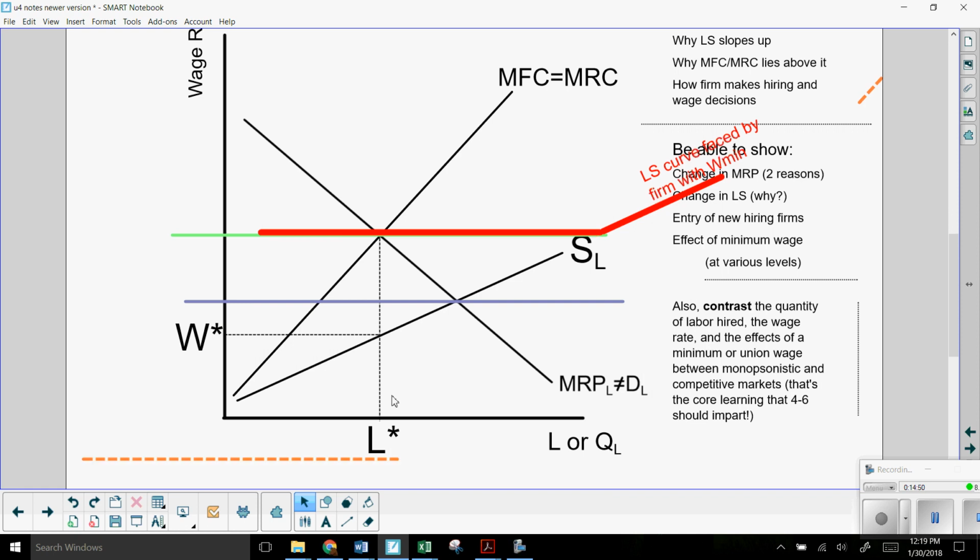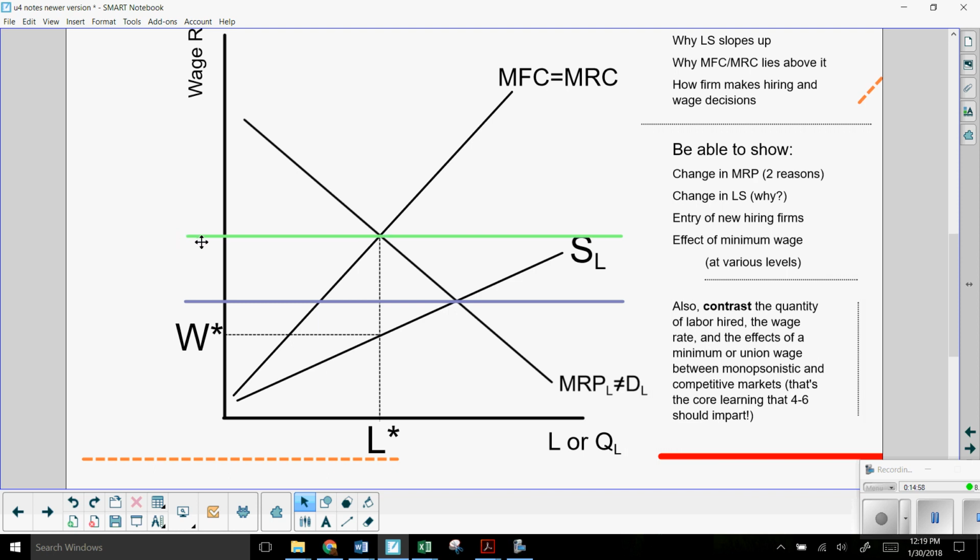The green minimum wage is the highest one that the workers could negotiate for or that the legislature could pass that would leave all the previously employed L-star workers still working. They would all get a raise. No new people would get a job, but nobody's getting laid off.